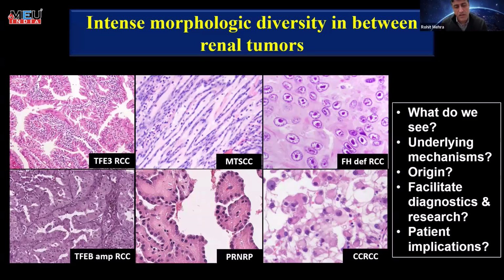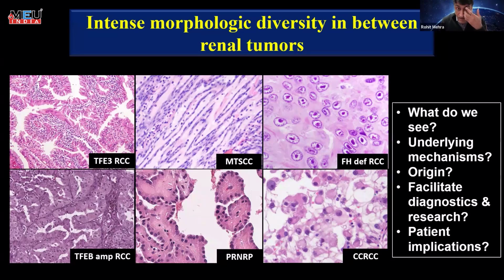Thanks. So all of us are pretty aware of the intense morphologic diversity between different renal tumors, and these are all WHO-recognized renal cell carcinoma subtypes. These have intense differences at the clinical level, pathologic level, molecular level, and morphologic level. The questions we can begin to ask are, what are we seeing under the microscope? What are the underlying mechanisms which can explain this intense heterogeneity? What is the origin of these different tumor types? These all arise in the kidney, and I think it is pretty impressive that a single organ can give rise to so many different renal tumor subtypes.